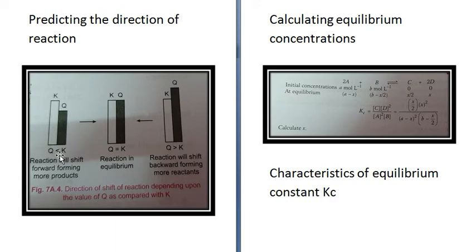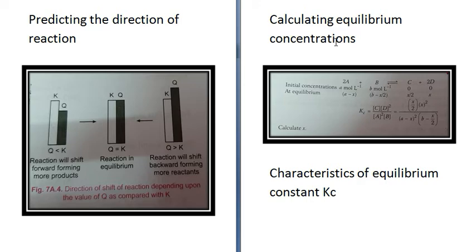But if Q is less than K, then for these two to become equal, K will have to become less and Q will have to increase, so the reaction will proceed in the forward direction. In this way you can predict the direction of reaction. The third application is calculating equilibrium concentrations.